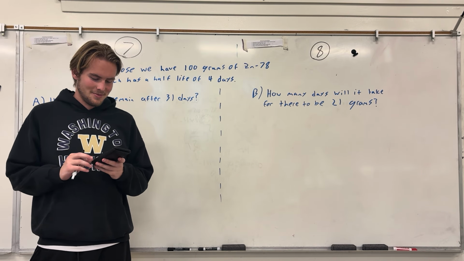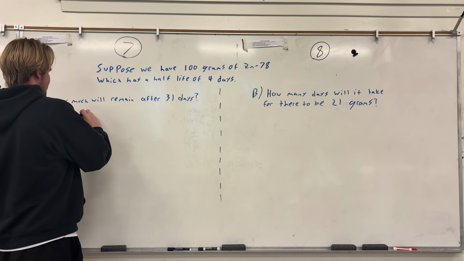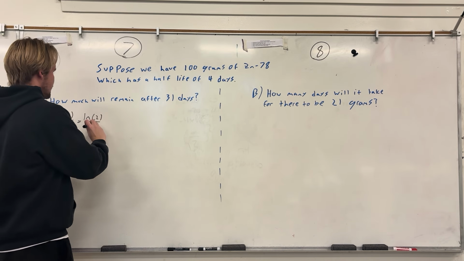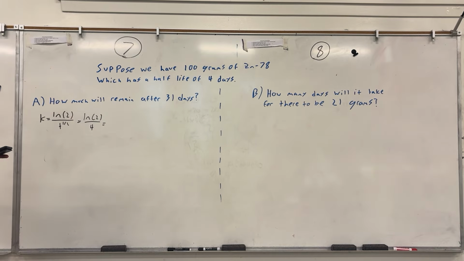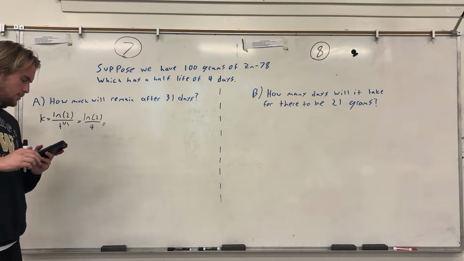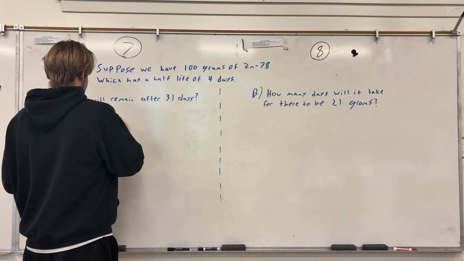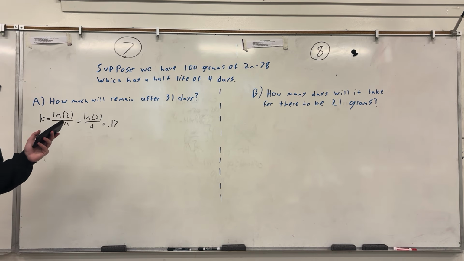Yeah. So for this one, we have ln of 2 over, we said our half-life is just 4. And we get 0.17. So that's our K, that's our decay constant.